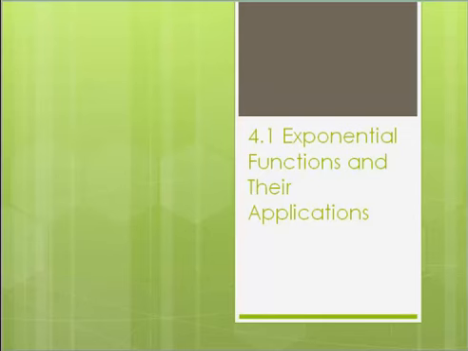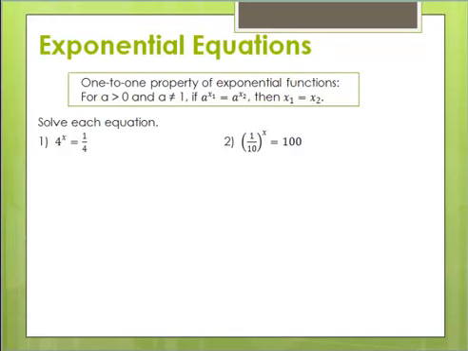So now we're going to move on to exponential equations. One of the properties that's really good to know, we call it the one-to-one property. It means that if you have a to something equals a to something, see how the bases are the same? That means the exponents must also be equal. Okay, so this is how that works.